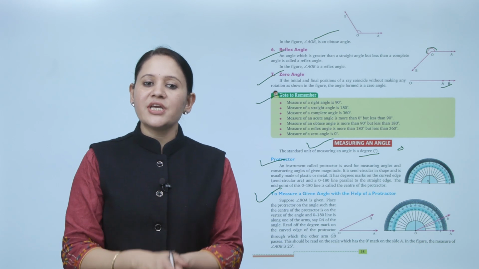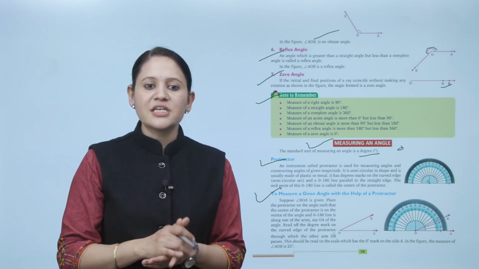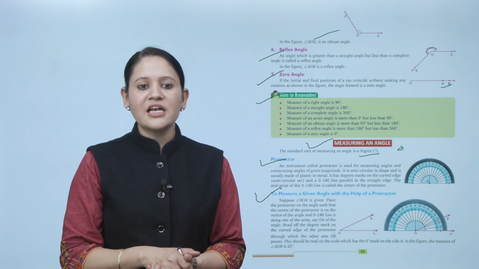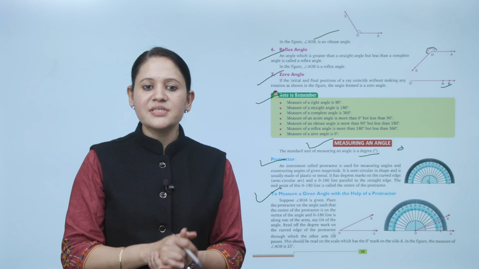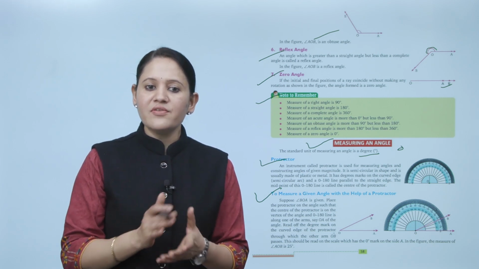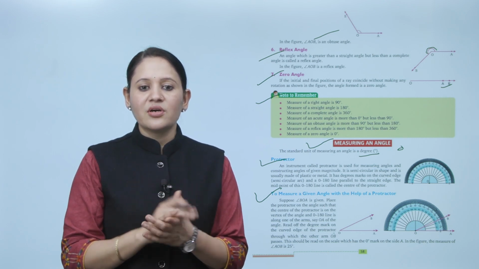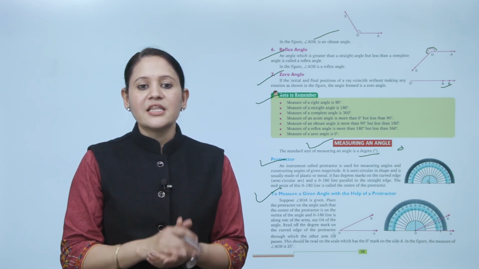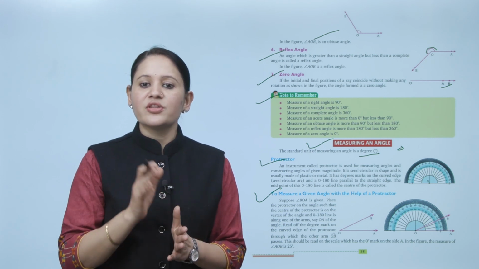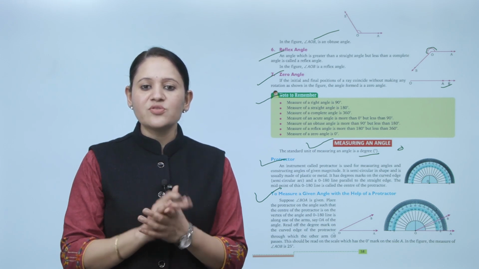Next, to measure the given angle with the help of protractor. Suppose angle AOB is given. Place the protractor on the angle such that the center of the protractor is on the vertex of angle and 0 to 180 degree line is along one of the arms, say OA, of the angle. Read off the degree mark on the curved edge of the protractor through which the other arm OB passes. This should be read on the scale which has 0 degree mark on the side A. In the figure, the measure of angle AOB is 25 degree.